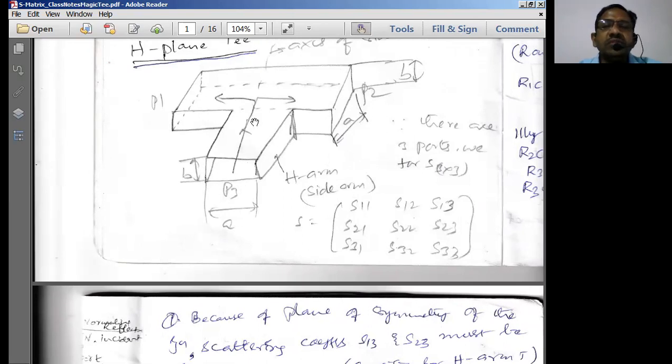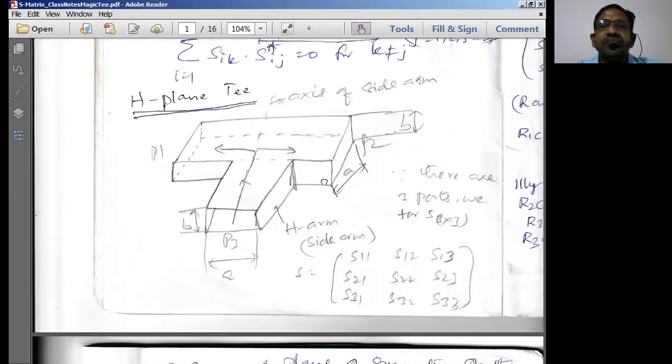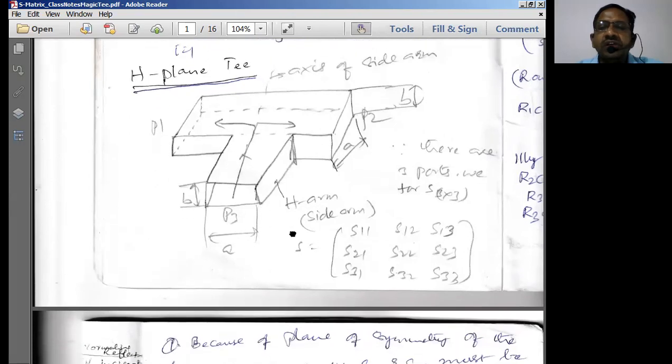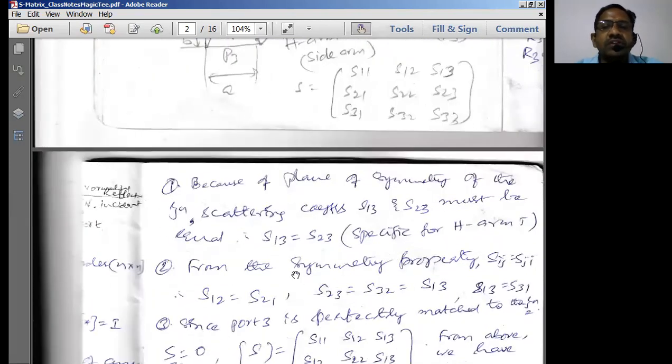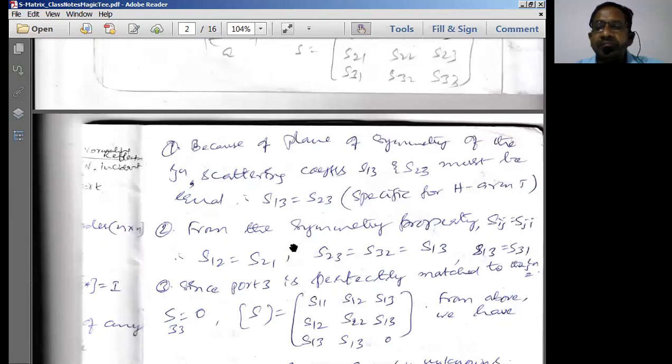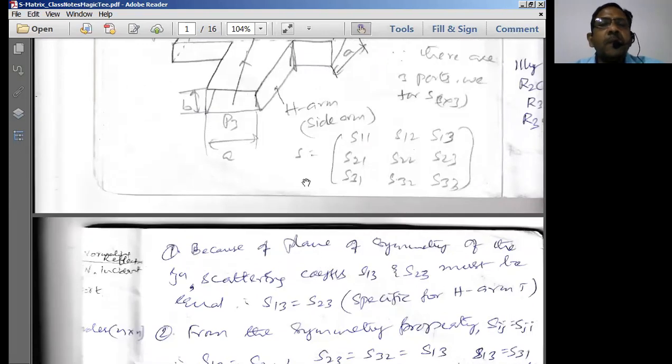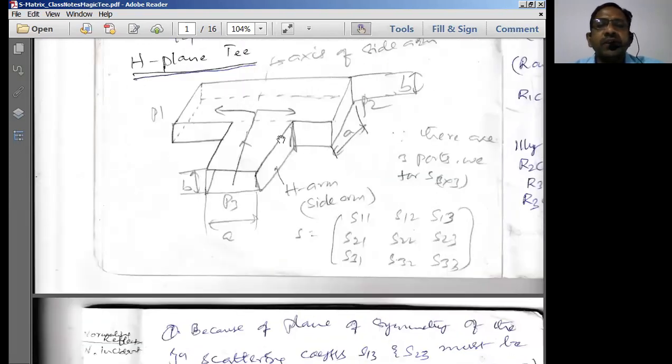Okay, port 3 is nothing but the H arm side. Port 1 and port 2 are the collinear ports. And this is going to be the axis of the side arm where we usually inject the input signal. So now we simply apply the properties of the S matrix in order to analyze the operation of this particular H plane T.